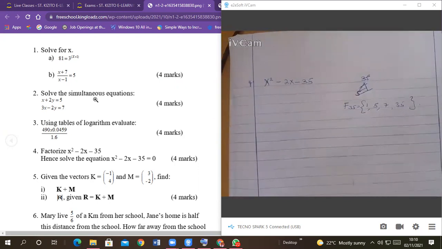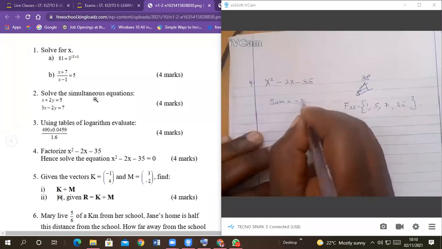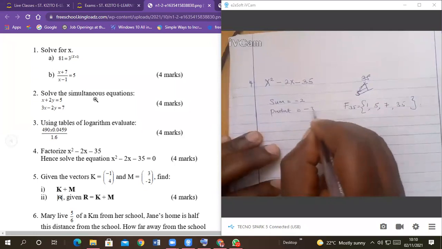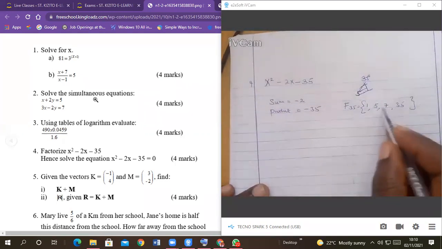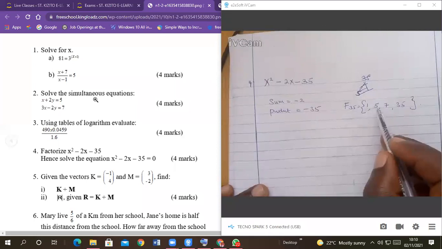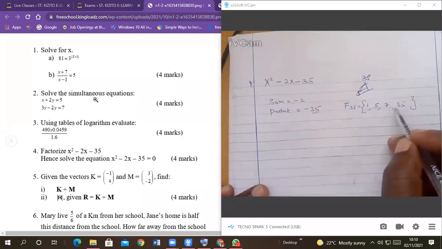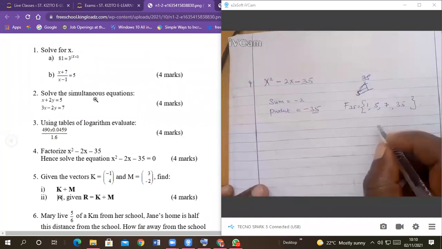Okay, so those are the factors of 35. Now, of these factors, you should know that here I have a sum of -2 and a product of -35. So with these two factors, which two numbers should you multiply to get 35, and add to get -2? Which numbers should you multiply and get 35?